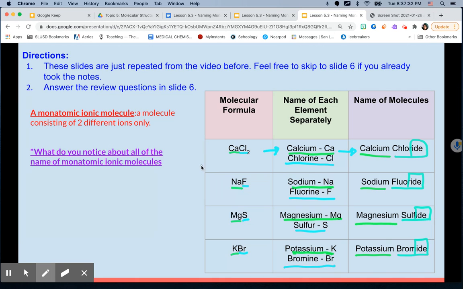I've kind of color coded this for you. Maybe this will help. You might notice that if I'm given CaCl2, these elements are calcium and chlorine. The first part of the name is exactly what it looks like on the periodic table. It's just the name, calcium. The second one, instead of chlorine, it's just chloride.